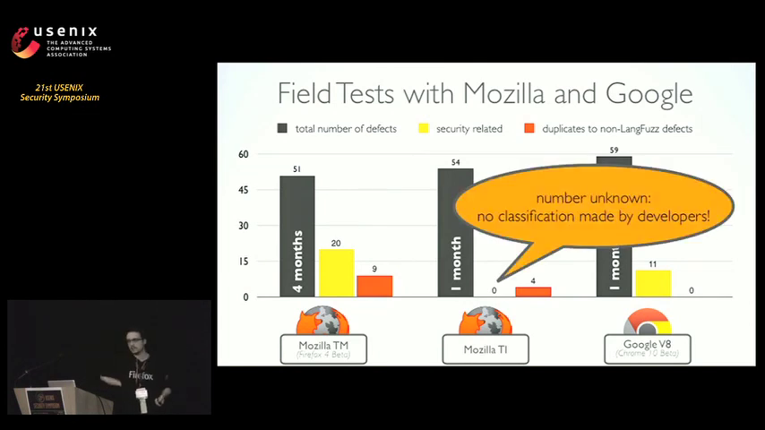It's simply because there is no classification made by the developers. It was an alpha branch, and there is no security classification made for alpha branches because it's not necessary for the security lifecycle.